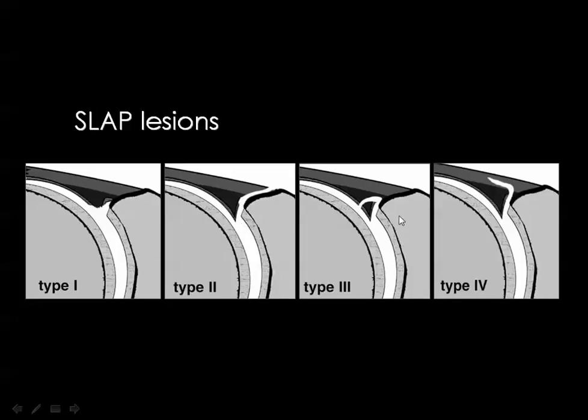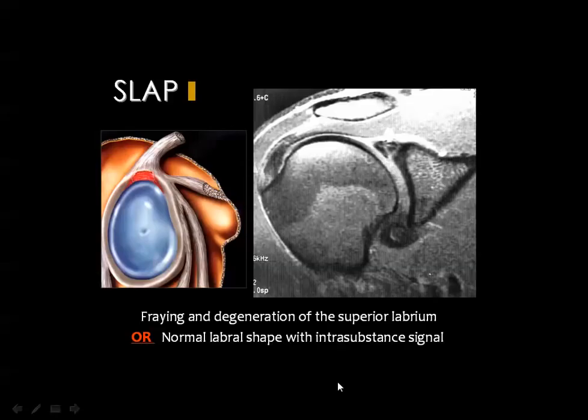Then type 3 means that you got two pieces of the superior labrum, and you see this tear that has separated part of the labrum. And type 4 means that the tear has passed into the tendon of the long head of the biceps.